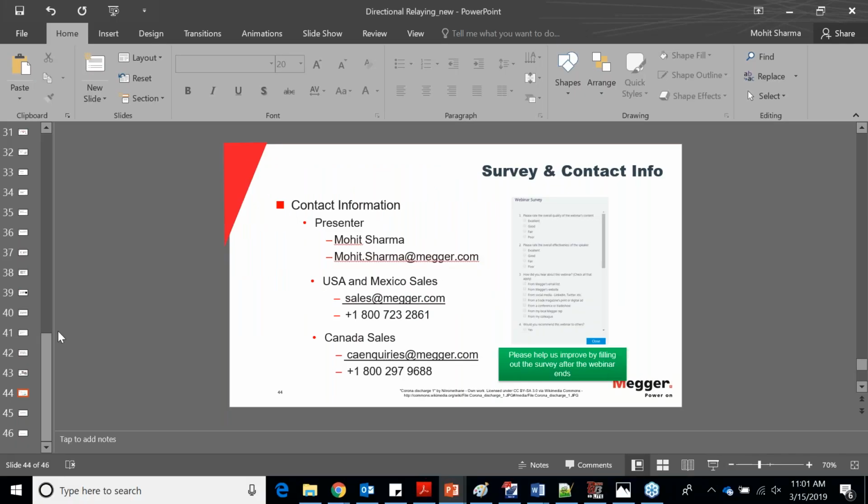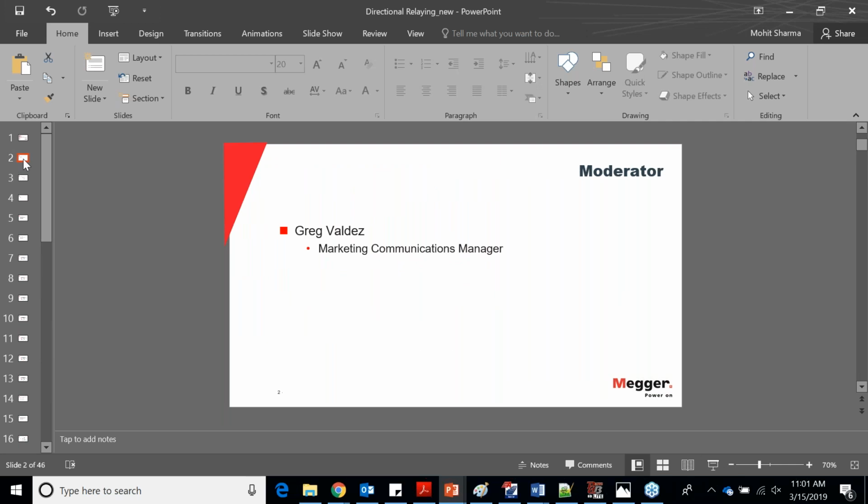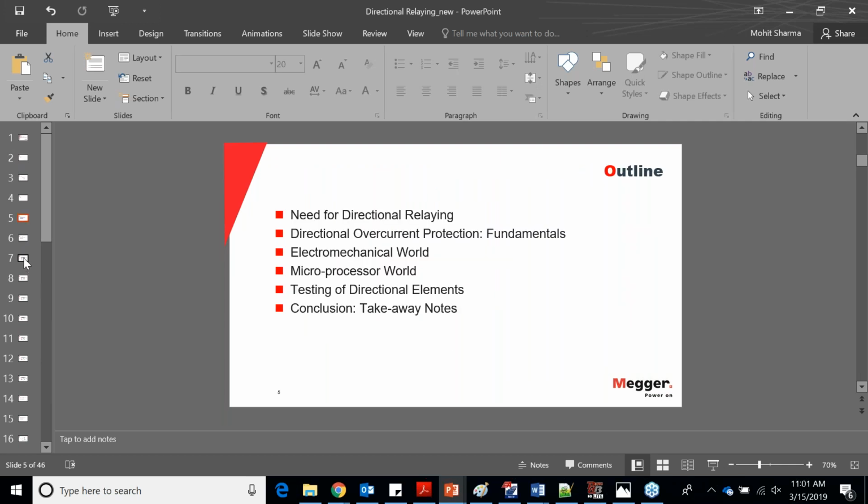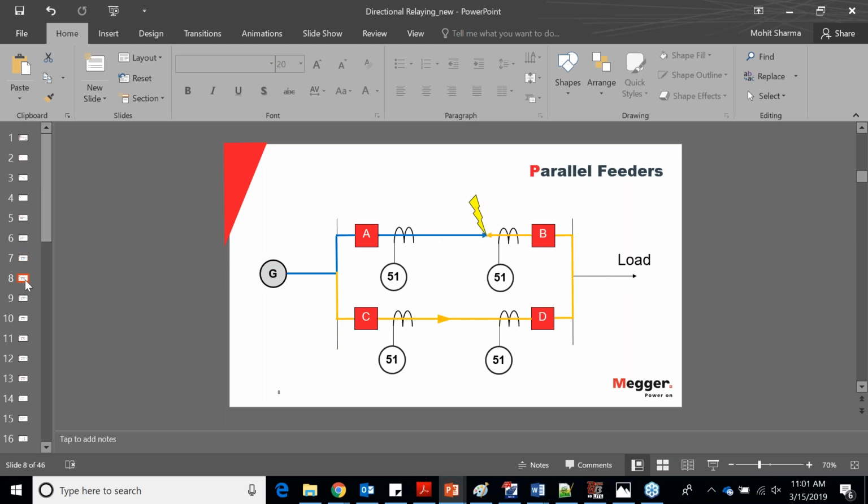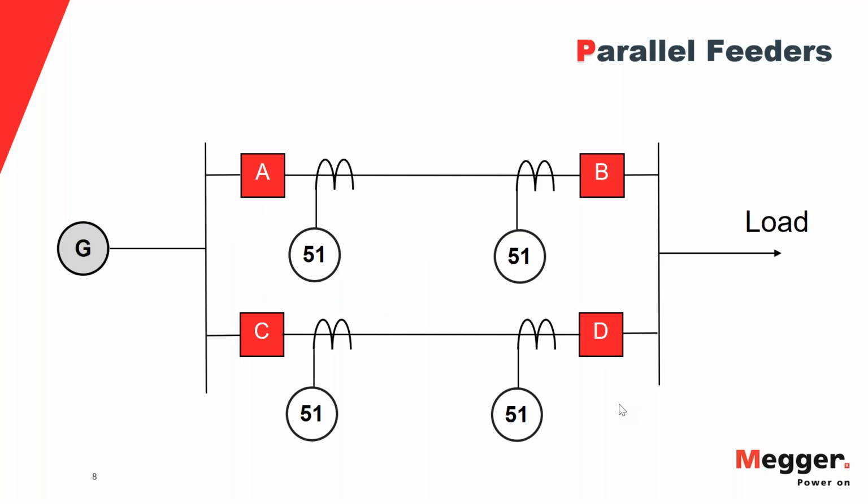Let me go back to my slides. Like in this example that I showed, your 51 element might trip both the breakers on the bus, and the generator is not even feeding the load. And if I use 67 in this scheme, I can get half the current that I'm supposed to feed to the load. So there are some special cases where the directional element proves its worth compared with the non-directional element.